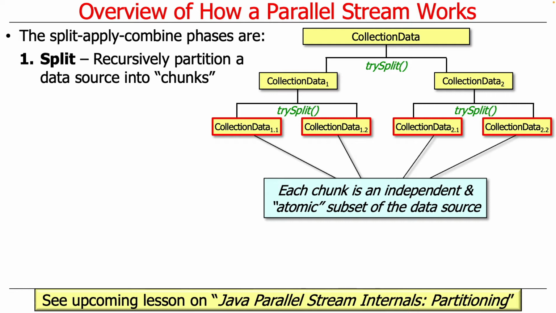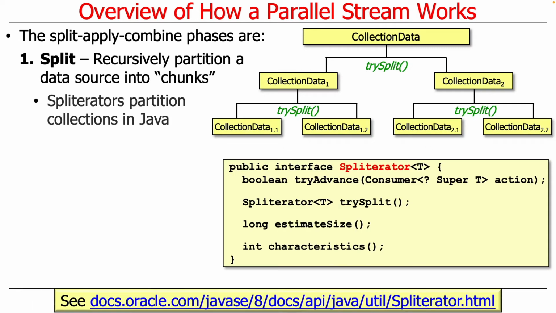Now, out of the box, the atomic element size for Java collections is 1, so it'll split all the way down to a single element. That's the unit of splitting. If you don't like that, you can override the iterator and splitterator mechanisms in order to split things up into other size chunks. But out of the box, this works well for the most part.